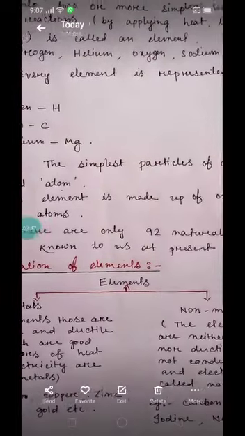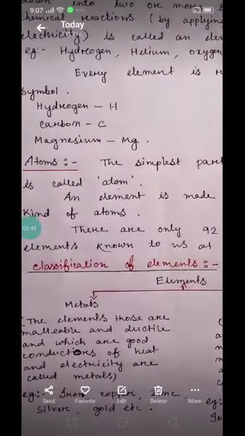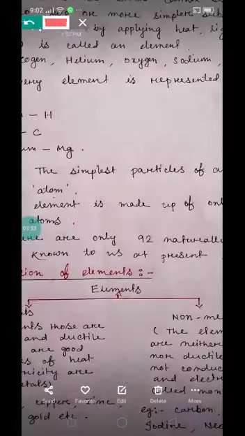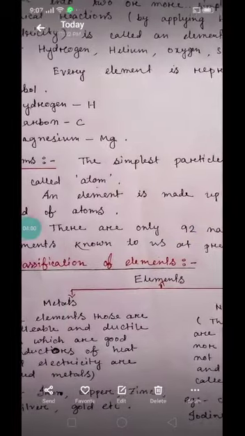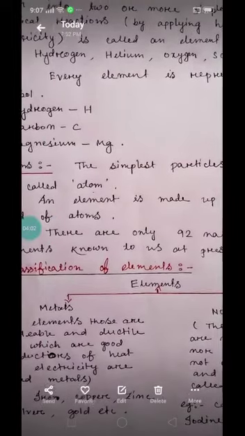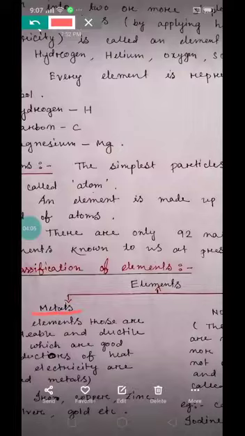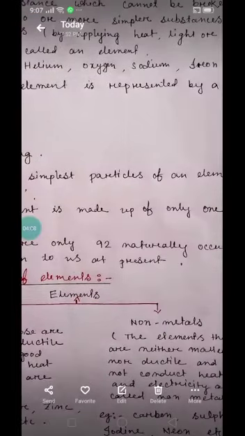There are only 92 naturally occurring elements known to us at present. Only 92 naturally occurring elements are there still now. These elements are classified into 2 main groups, that is metals and non-metals.